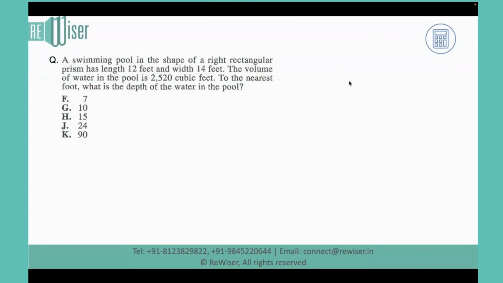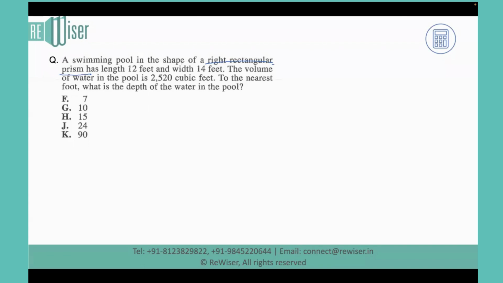We have a question from solid geometry in front of us. So let us go ahead and first read the question. A swimming pool in the shape of a right rectangular prism has length 12 feet and width 14 feet. We are given a right rectangular prism.